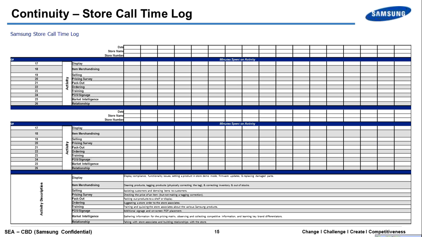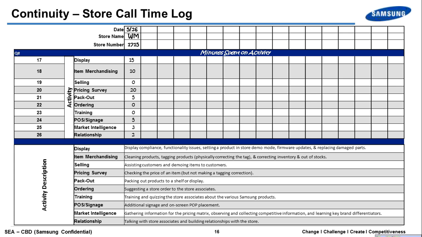Now, this can be used for multiple retailers. It's not retailer specific like the activity log. And you can see that there's a lot of space there. Let me go over something really quick here. The time that you enter here does not have to be exact. It just gives us an idea of how much time you're spending in the store on each activity.